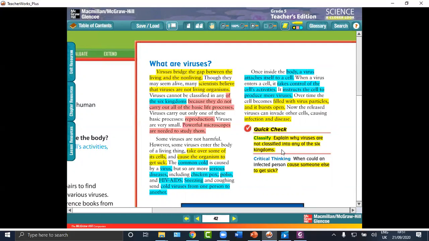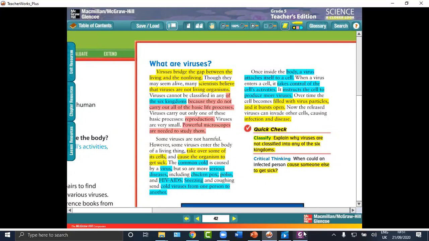Explain why viruses are not classified into any of the 6 kingdoms. Okay, you can write the answer. They cannot perform all of the basic life processes. I repeat, they cannot perform all the basic life processes of growth, for example, use of energy, getting rid of waste, and response to the environment. They can only carry out reproduction.